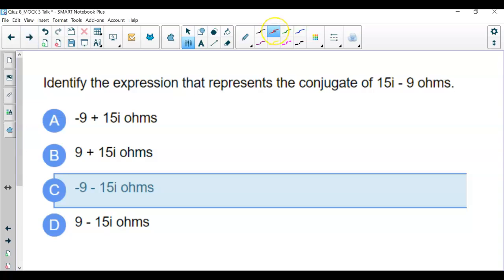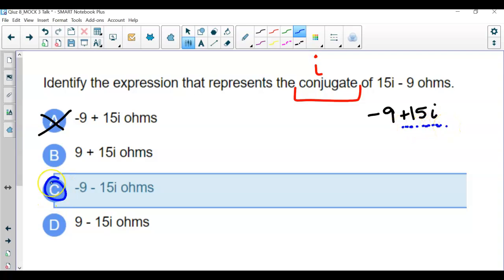Then again here, same thing. That's why we brought this back on the quiz. Which represents the conjugate? So again, the conjugate is just changing the sign of the imaginary part, like when you're dividing complex numbers. So notice how here this is -9 plus 15i. That's what we gave you. The answer is not A, and that's the common mistake. If I gave you -9 plus 15i, change the sign of the imaginary part. That's why the answer here was C.